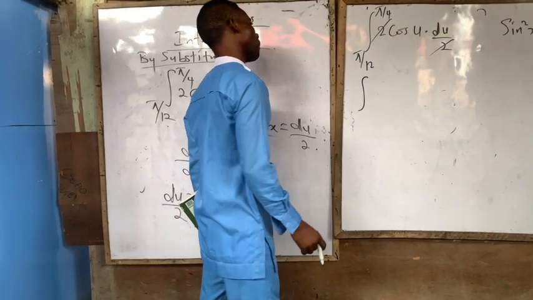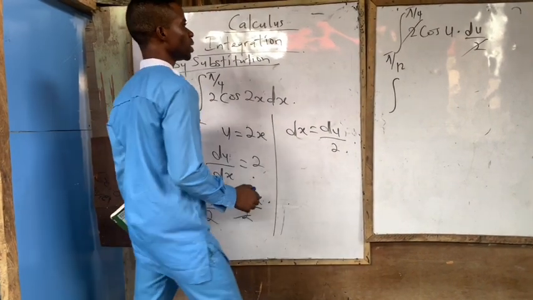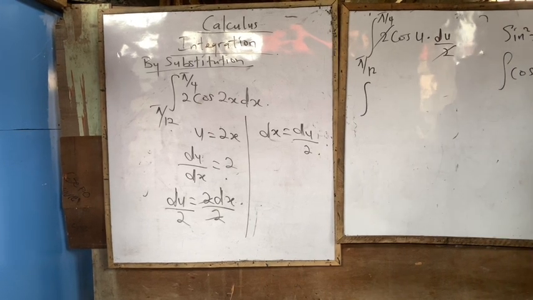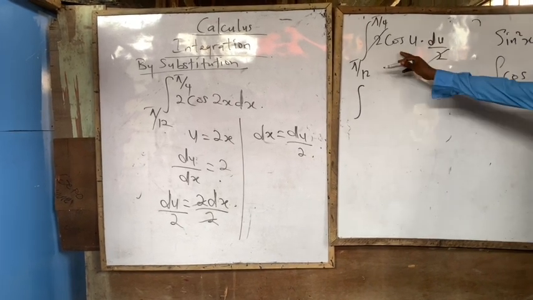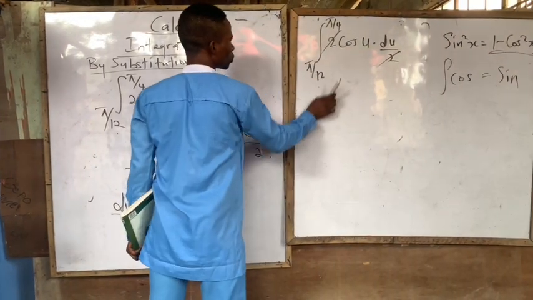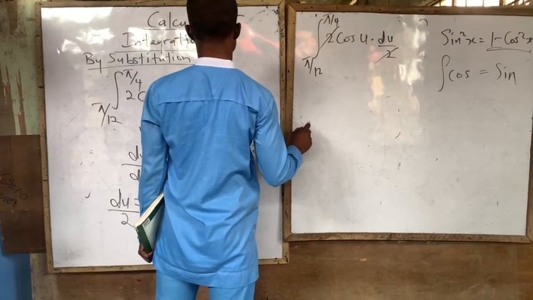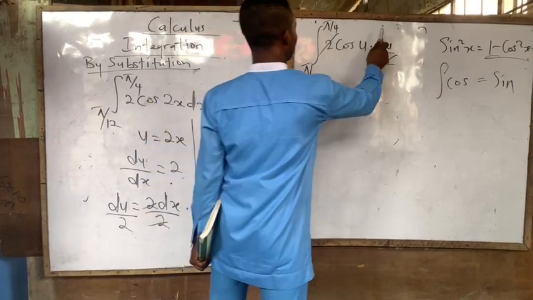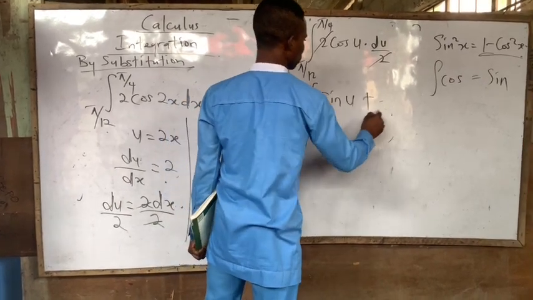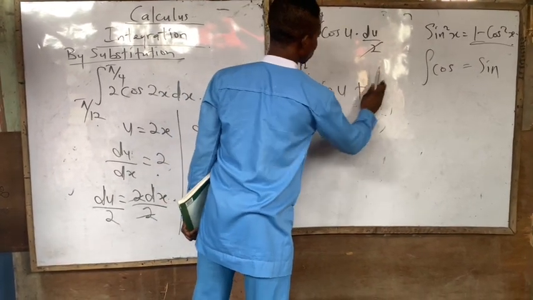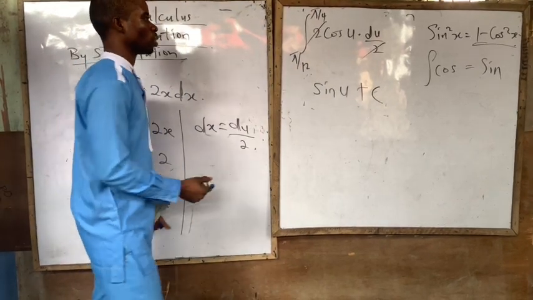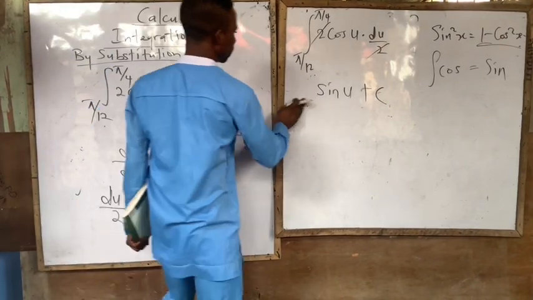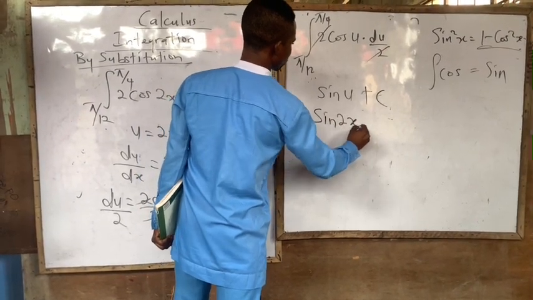And what is the integral of cos u? What is the integration of cos? The integration of cos is sine. So the integral of cos u is going to give me sine u. We are going to neglect this du, plus c. Sine u plus c. Now, are we going to stop there? No. We substitute the value of u. And what is my u? Our u is 2x. That means sine 2x plus c.